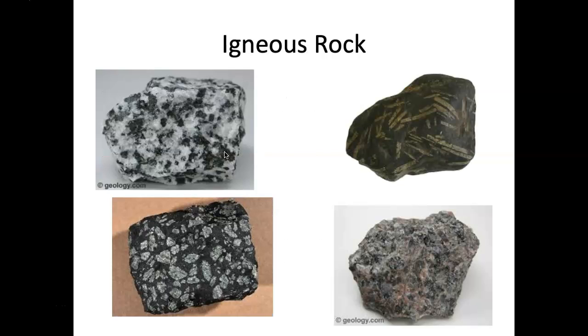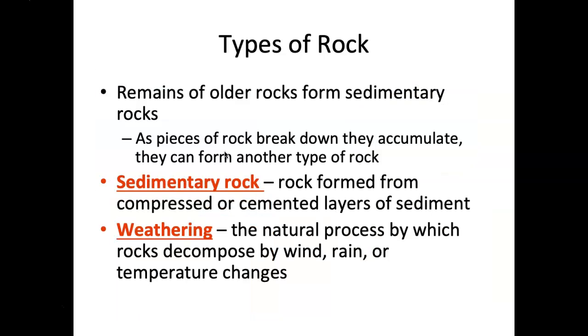Here's a couple pictures of igneous rock. You can see within each one of these pictures, there's different colorations of the rock and thus different minerals that make up those rocks. Next type of rock is going to be sedimentary rock, which actually forms from older rocks. As those rocks begin to break down over time into smaller pieces, those pieces will actually join together, be compressed, and then cemented together to form what we call sedimentary rock.